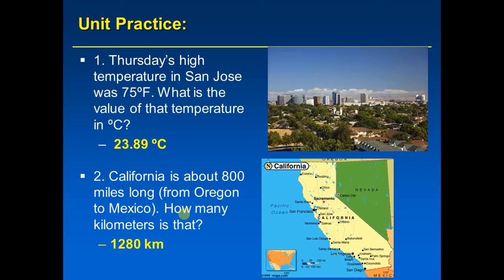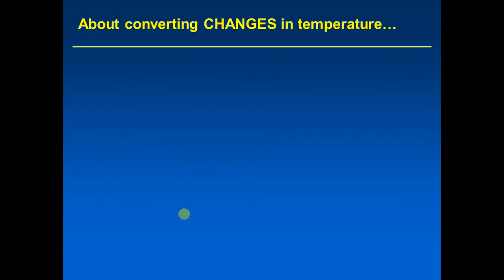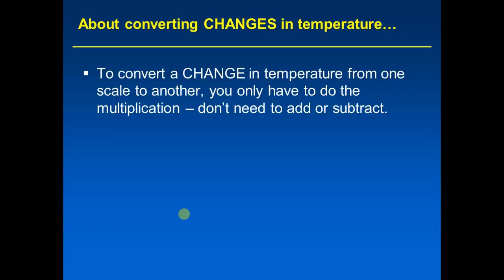Okay? Now, an important point to emphasize is that converting changes in temperature or differences in temperature from one unit to another has a slightly different procedure than converting absolute or actual temperatures. So, here are the specifics about this. To convert a change in temperature from one scale to another, you only have to do the multiplication, the 5/9 or the 9/5. You actually don't need to add or subtract. So if you want to convert a change in temperature from Fahrenheit to Celsius or vice versa, you don't even have to worry about adding or subtracting 32. You just have to multiply by either 5/9 or 9/5. Okay?